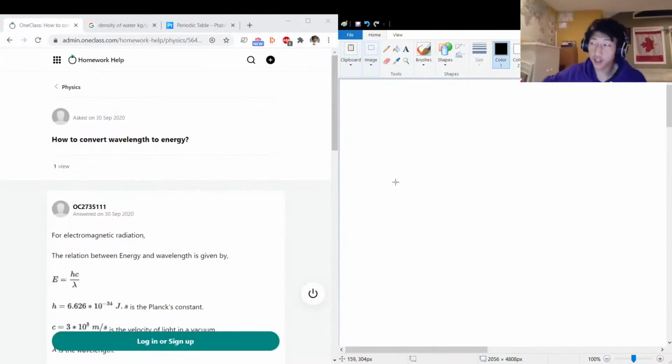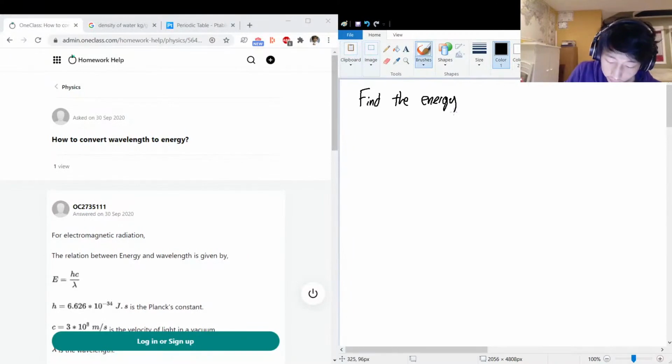Okay. Next question that we got on the menu today is how do we convert wavelength to energy? It's kind of a little bit of an improper way to ask the question. A better way to ask the question is, given a wavelength, find the energy associated with the wavelength of electromagnetic radiation.